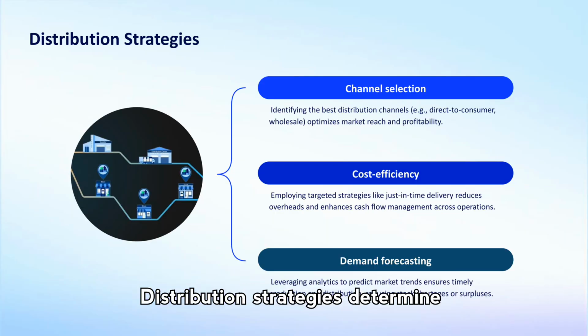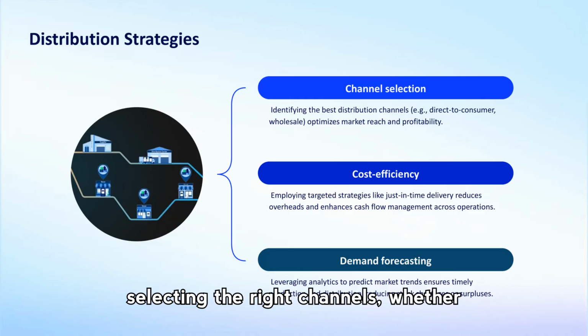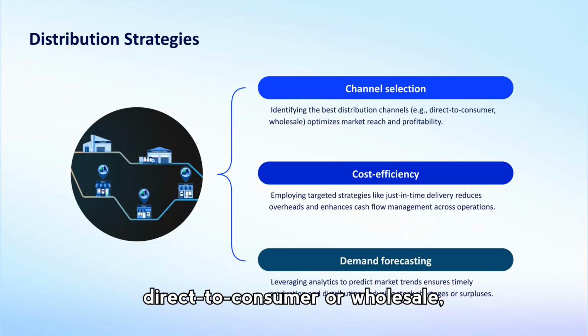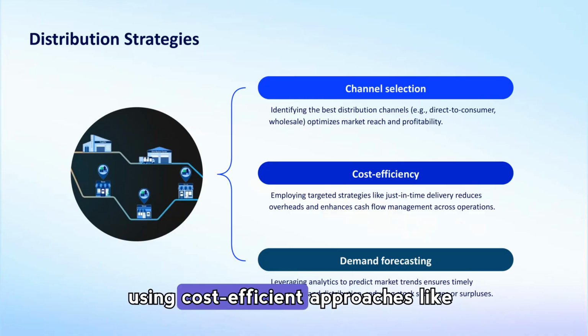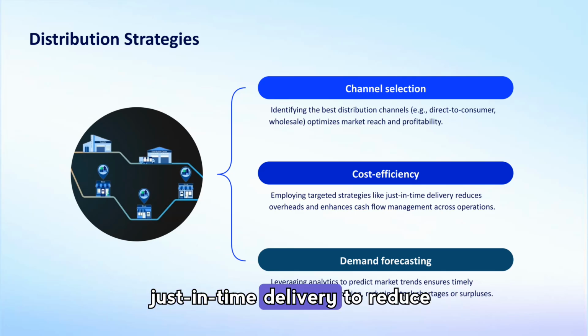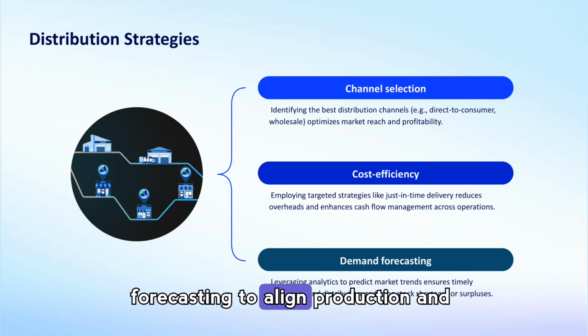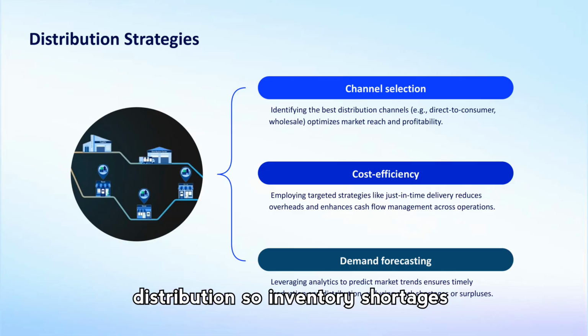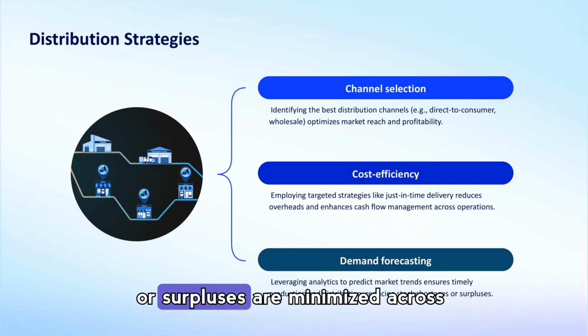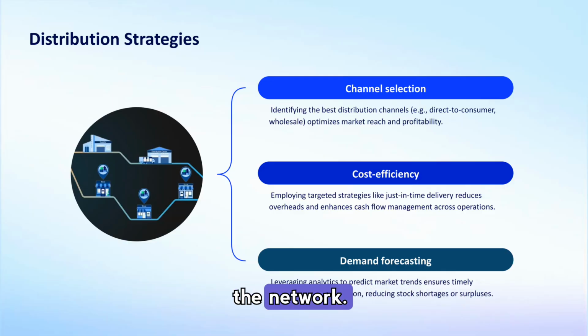Distribution strategies determine how products reach customers most effectively. This slide covers selecting the right channels, whether direct-to-consumer or wholesale, using cost-efficient approaches like just-in-time delivery to reduce overhead, and leveraging demand forecasting to align production and distribution so inventory shortages or surpluses are minimized across the network.